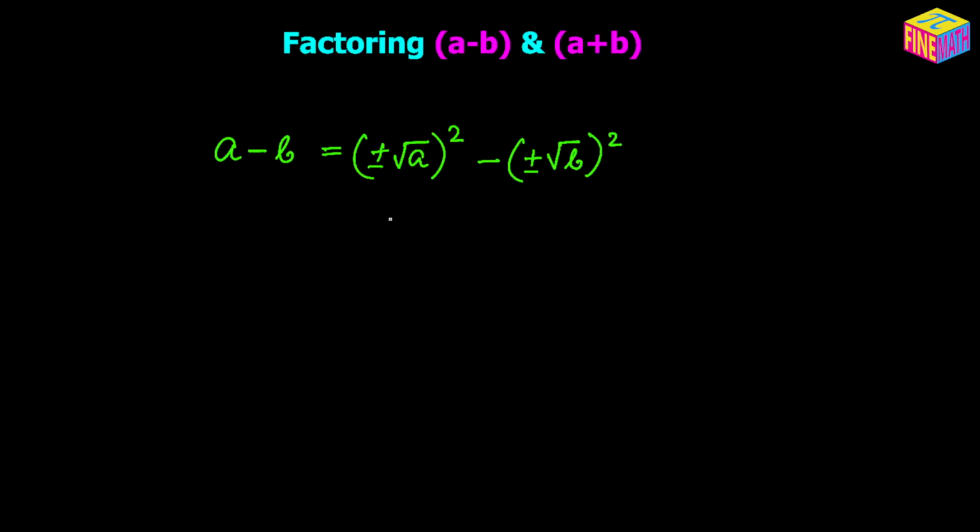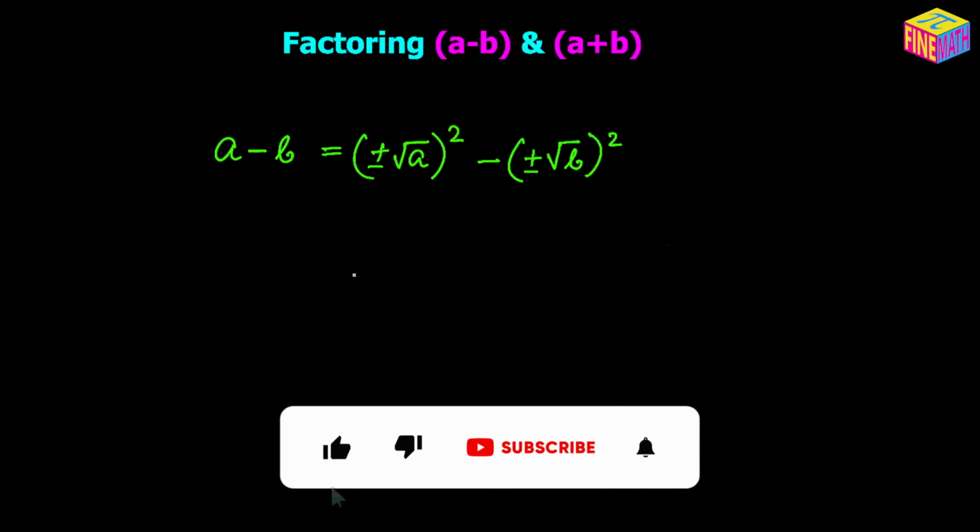And now you can see that this is like a squared minus b squared form, right? If you think about this whole thing within the parenthesis as a, then this looks like a squared minus b squared form. And then we can easily factor it into a plus b times a minus b. Now there are 4 situations here, right? We have 4 combinations like this.